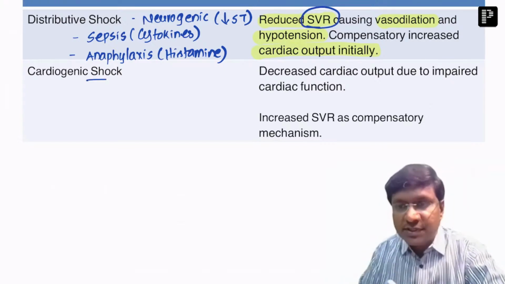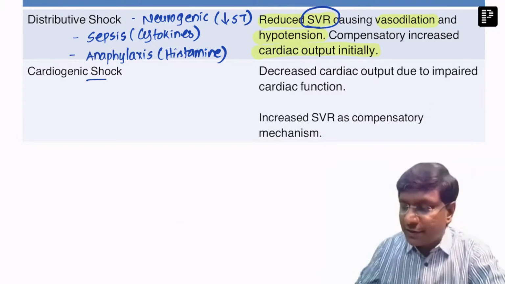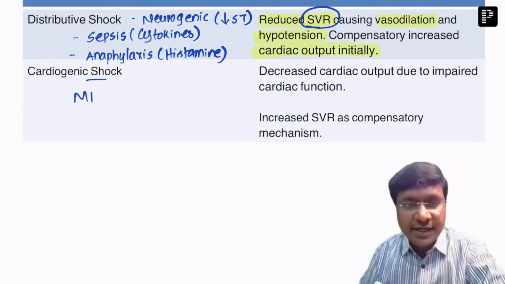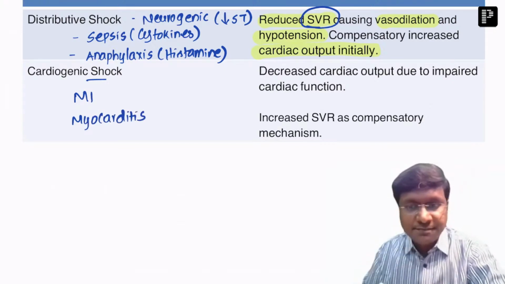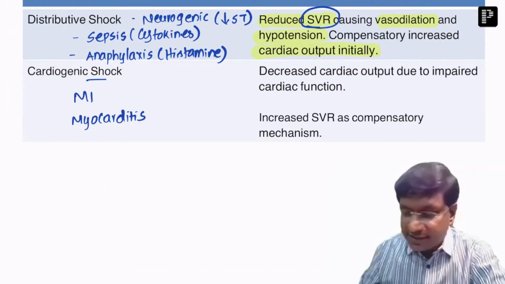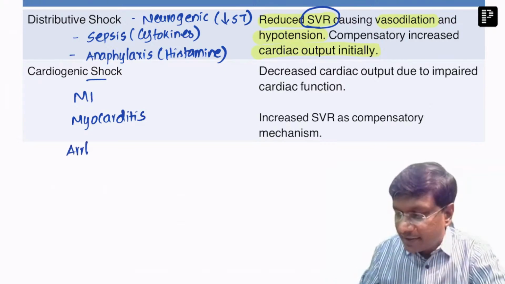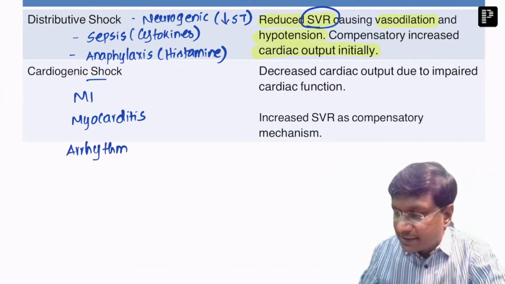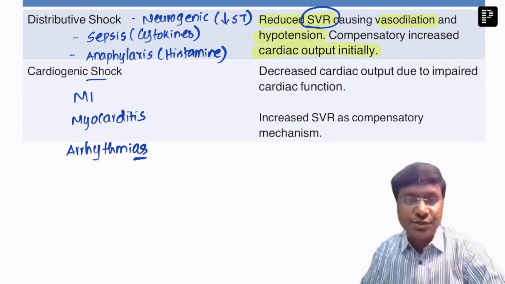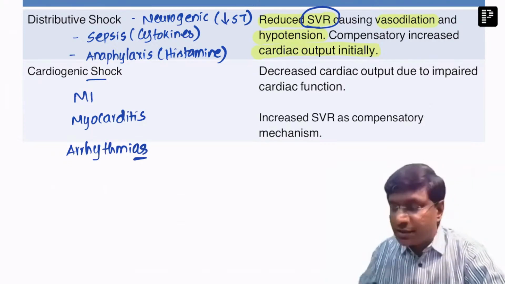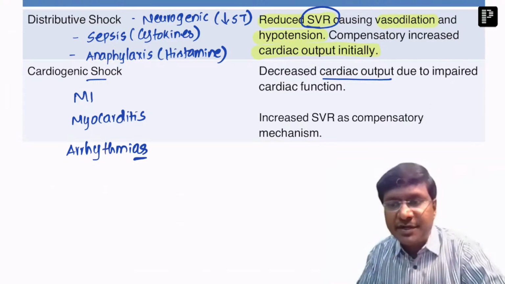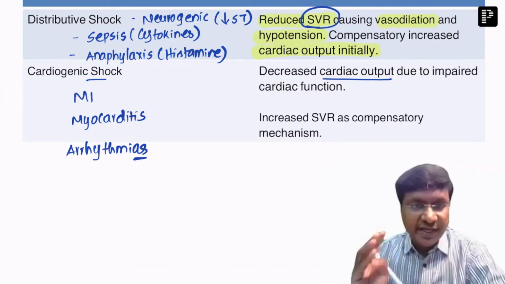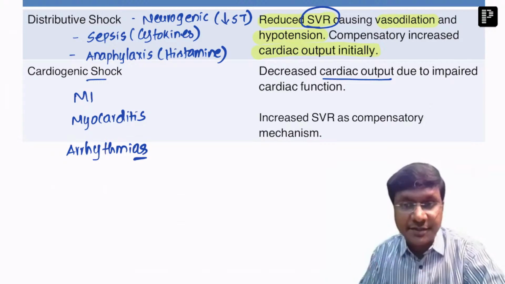Next, coming to the cardiogenic shock. What are the causes for cardiogenic shock? That includes myocardial infarction. Number two, myocarditis is a cause for the cardiogenic shock. And number three, the arrhythmias. These are the causes for the cardiogenic shock. What happens in cardiogenic shock? In cardiogenic shock, there will be decrease in cardiac output. Why? Because of impairment of the cardiac function due to MI or myocarditis or arrhythmia.